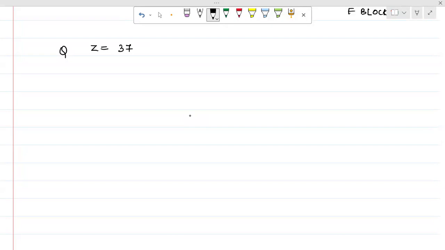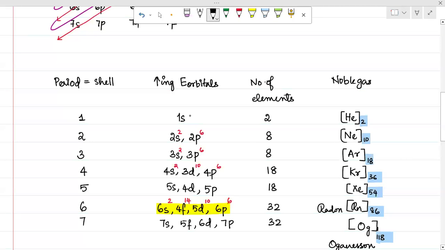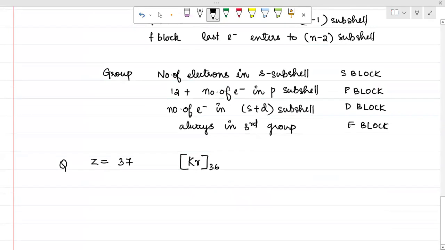We know the noble gas before 37 is 36, and that is krypton. Krypton comes at the end of the 4th period. So the next one will enter 5s, correct? We have only one electron, so it is krypton 36, 5s1. This is the electronic configuration. By just looking at this, the last electron has entered into the S subshell and hence this belongs to S block. The highest value of the principal quantum number over here is 5, so n is equal to 5.